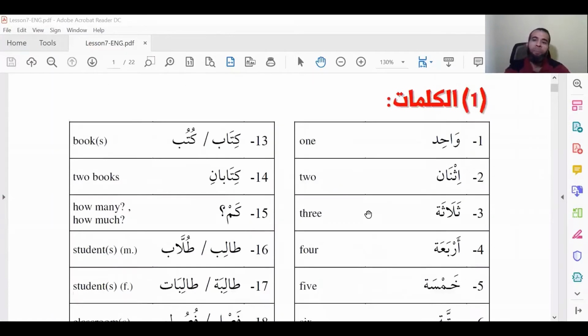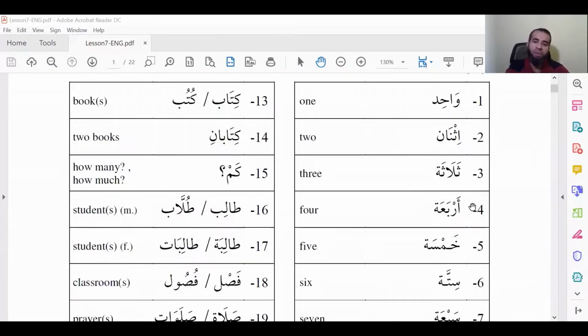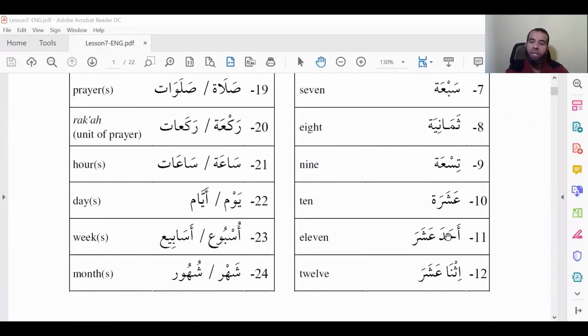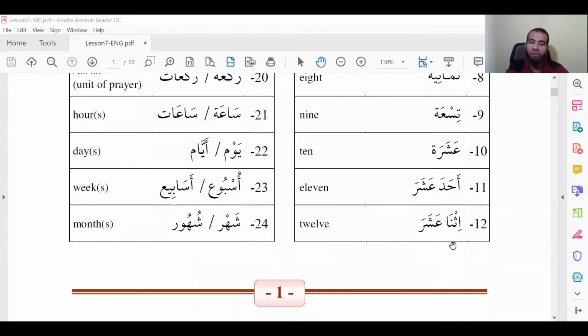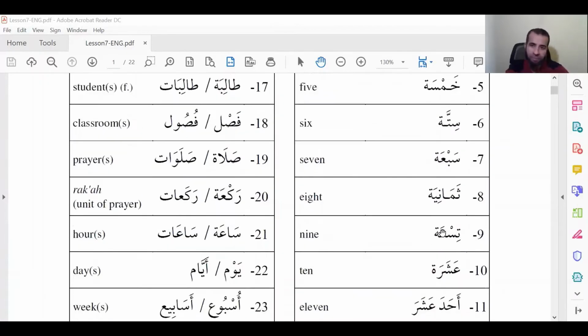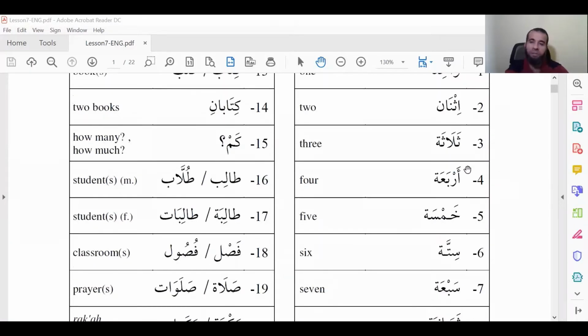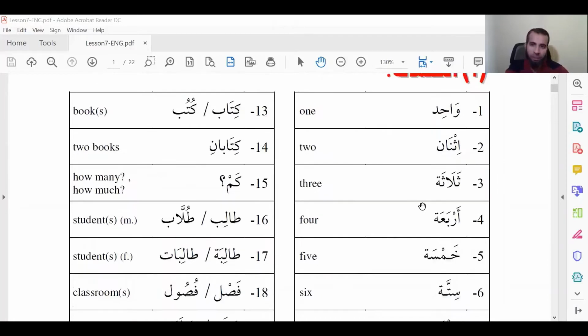So, واحد is 1. But when you say 11, we don't say واحد عشر. But we say أحد عشر. Yes. 2 is اثنان. When you say 12, we say إثنا عشر. We don't say إثنان عشر. Yes. By the way, we will study 13, 14, 20, 30, 100,000 later on, inshallah.